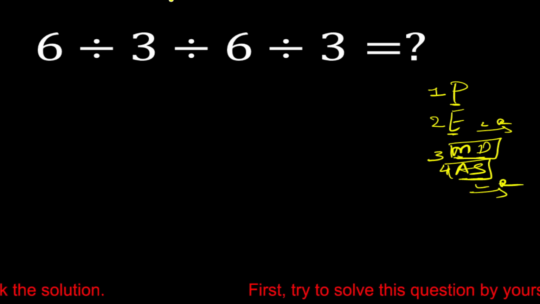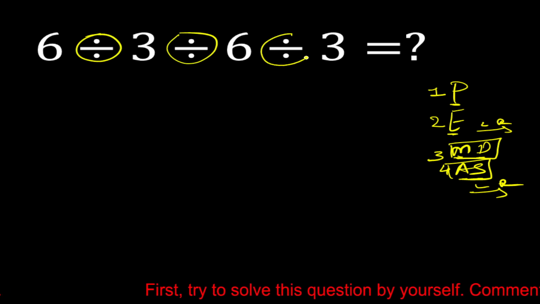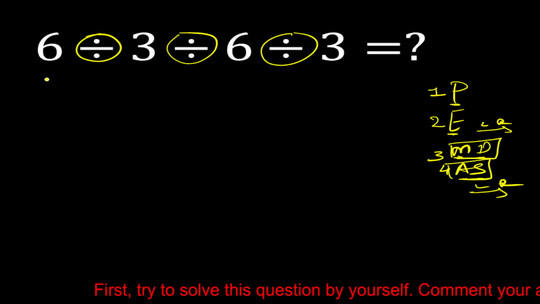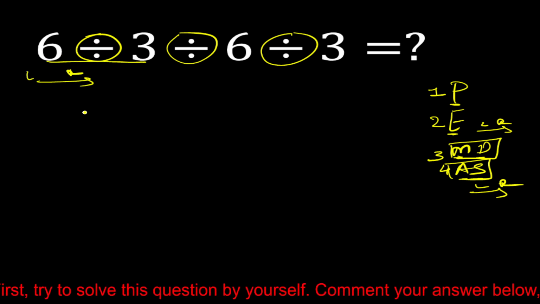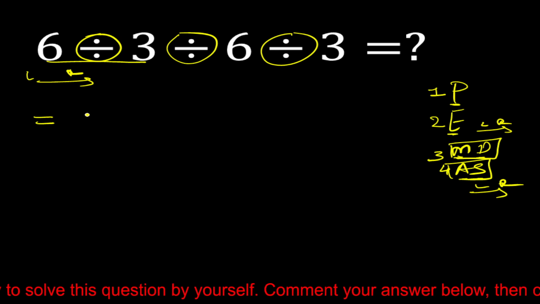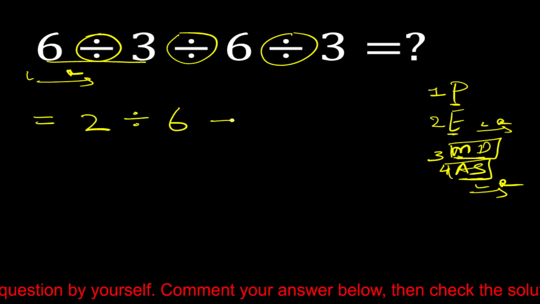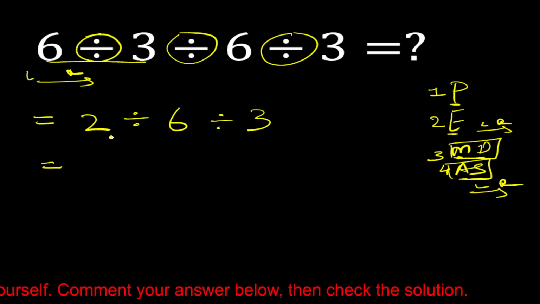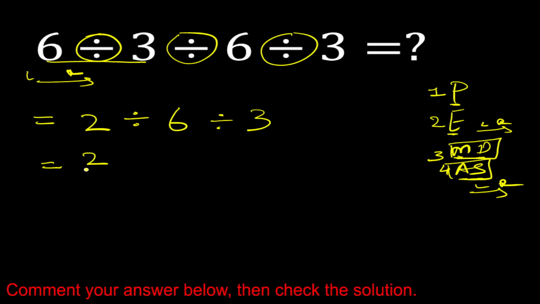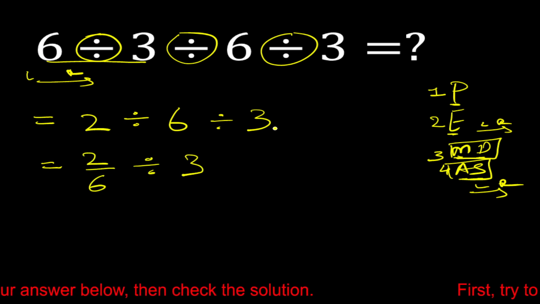Okay. In this problem, here is division, here also is division, and here is division. All have equal priority, so we have to solve it from left to right. So first we have to solve this division. So 6 divided by 3 is equal to 2. Now 2 divided by 6 can be written as 2 by 6 divided by 3.